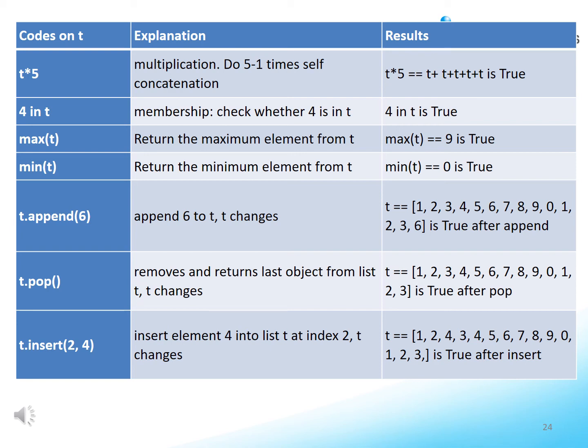Insert method: insert an element into a list at a particular index. For example, T.insert 2, 4 inserts element 4 into list T at index 2. 4 becomes the element at index 2 after insert.